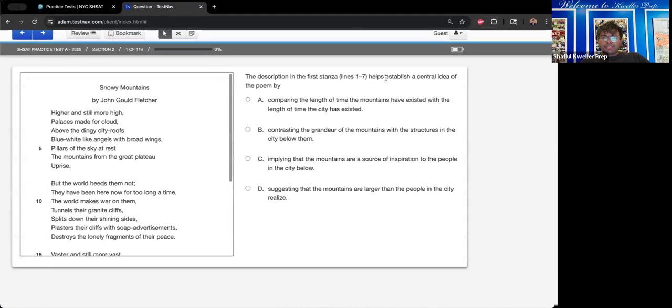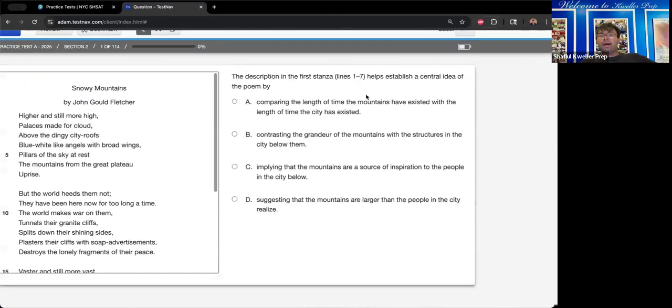The description in the first stanza helps establish the central idea of the poem by comparing the length of time. No length of time is being compared here. Again, remember this is the first stanza. I'll highlight in blue, but yeah, it can't be A. Grandeur of the mountains with the structures of the city below them. Okay, this one's okay, I guess.